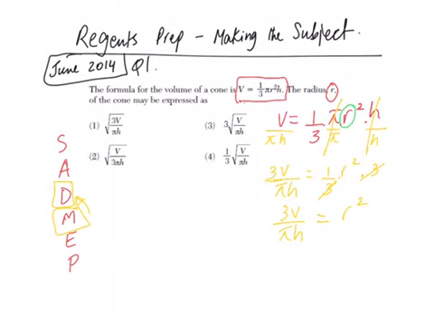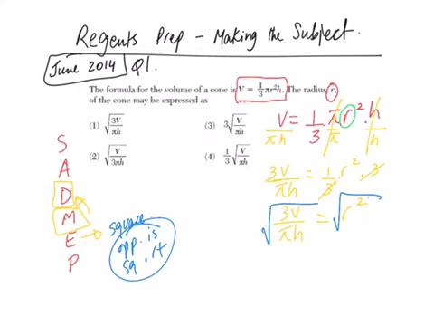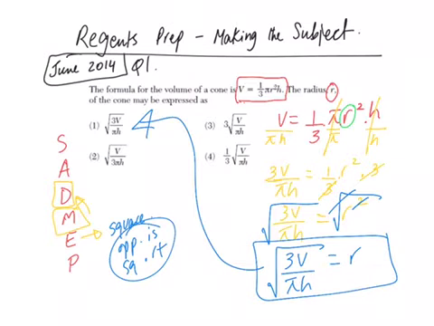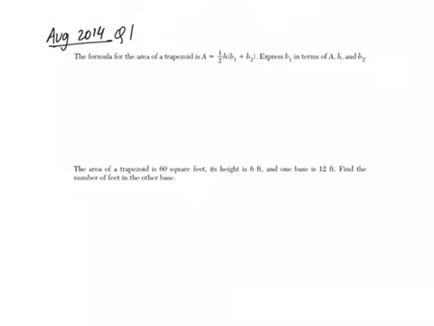Now we see an exponent. What type of exponent do we see? A square. What's the opposite? Square root. So let's take the square root on both sides. Square root, square root. This will cancel. What's our final answer? The square root of 3V over pi h. Let's look for this. The square root of 3V over pi h. Answer choice 1.